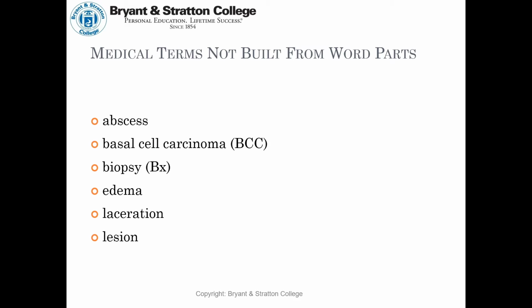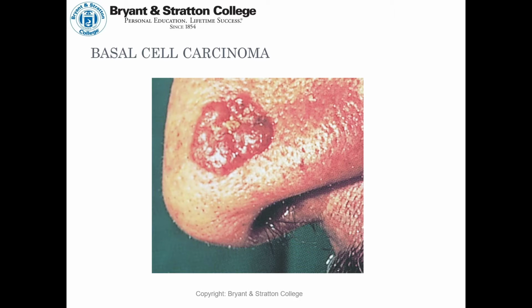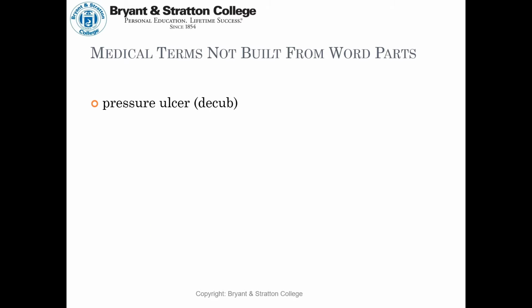So what we see here, these are not built from word parts. Abscess, there's basal cell carcinoma, which is a type of cancer. There's biopsies. Biopsies are basically taking a sample of tissue to study. Edema, which is essentially just swelling. A laceration, which is essentially just a cut. And then a lesion. So what you'll see here, example of what basal cell carcinoma can look like.